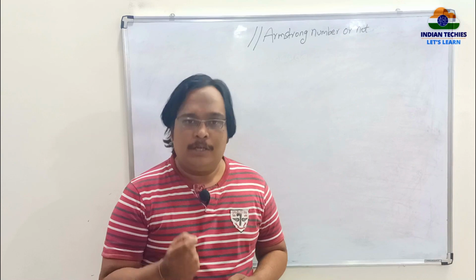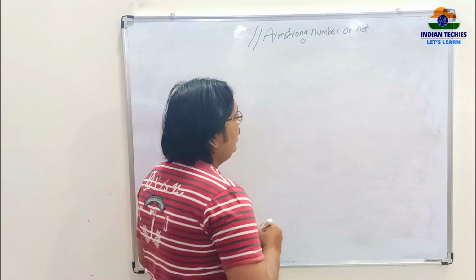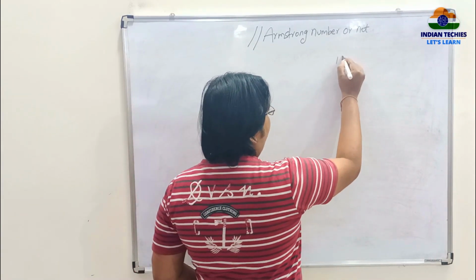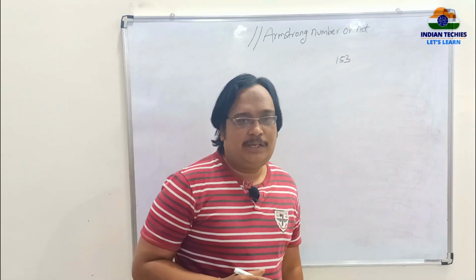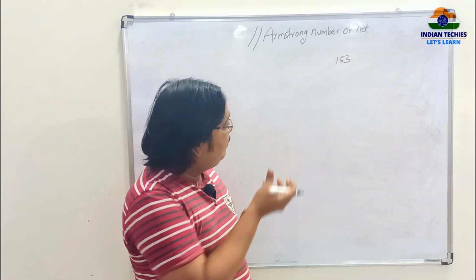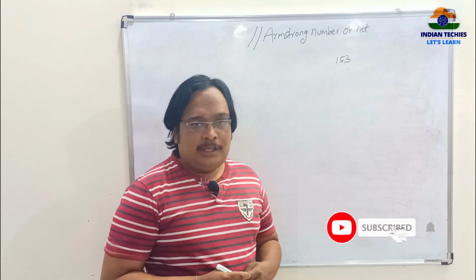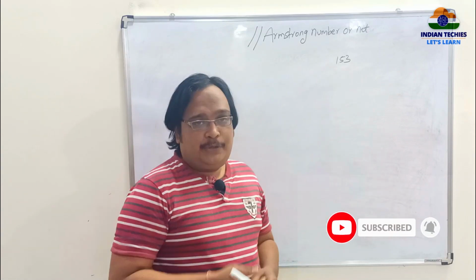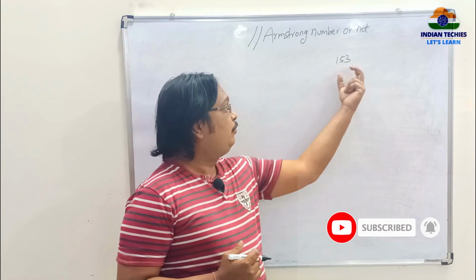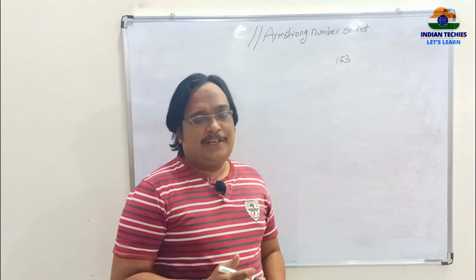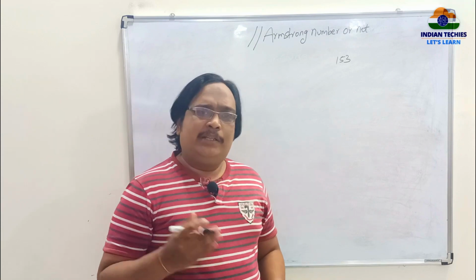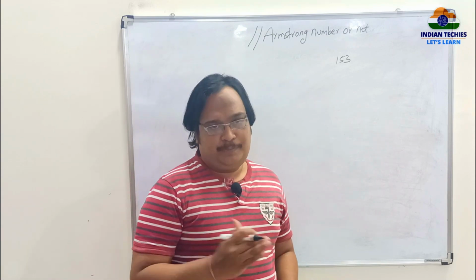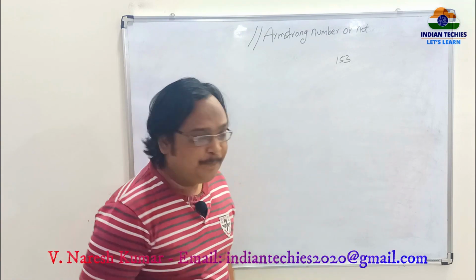Let's see the logic. I have taken one number, 153. Now, step 1. First of all, what do I have to do? I have to split one digit from 153. But from 153, you cannot take out 1 first. You have to split from the right side. 1 cube plus 5 cube plus 3 cube is equal to 3 cube plus 5 cube plus 1 cube. In any order, the result will be the same.